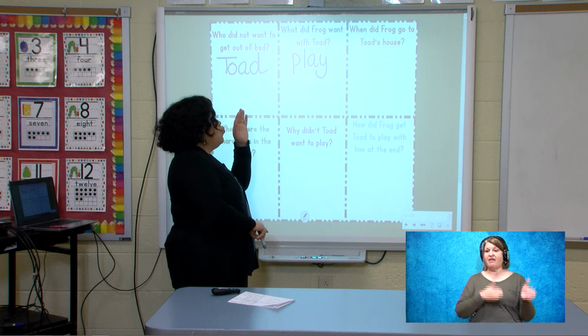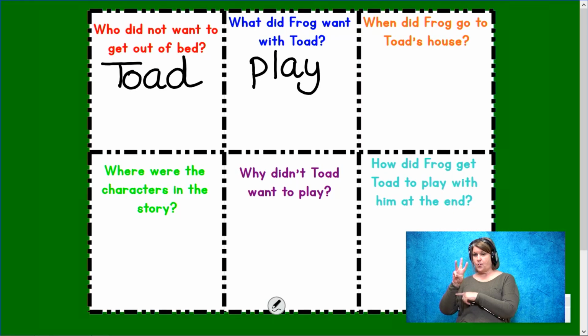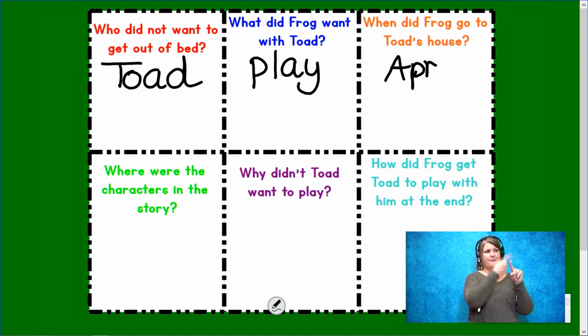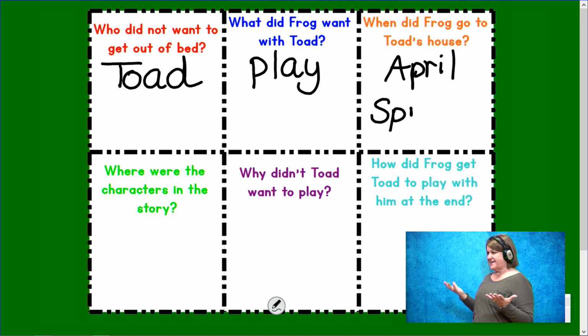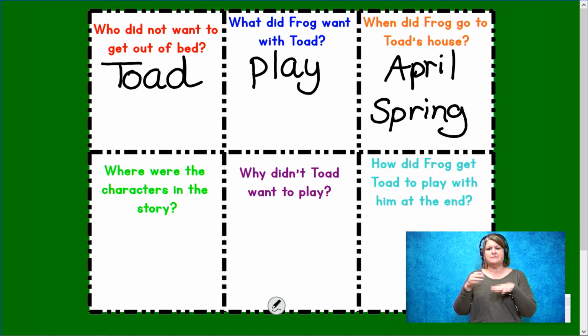The next question, when? When did Frog go to Toad's house? Now remember, the question word when is asking you to think about a time. When did Frog go to Toad's house? There were a couple of clues to this. Can you think of one? Right. Remember on the calendar, it was April. That's the time. Do you remember another? Right. When Frog came in, remember he said it's spring. So spring is also a time to tell you when something happened in the text. You guys are doing so good with these questions.